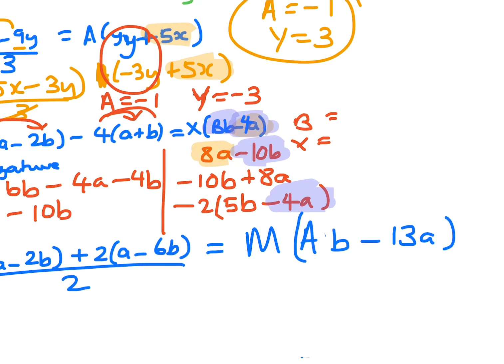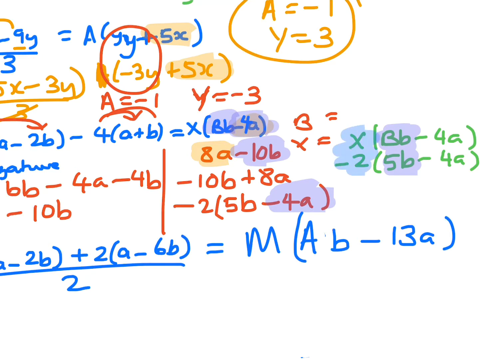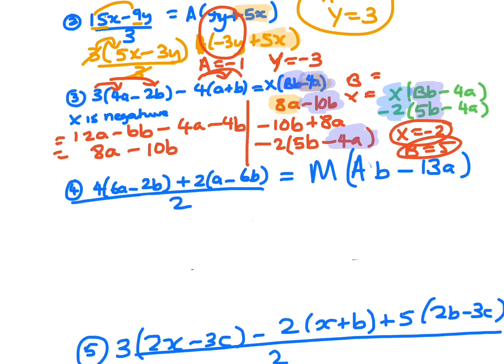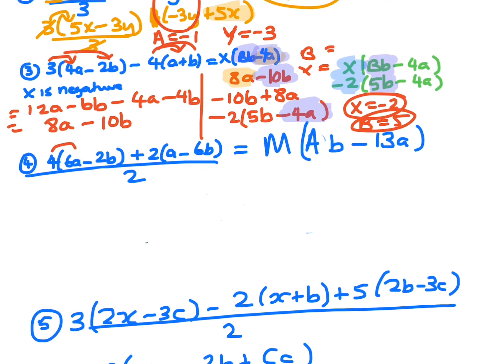Okay, so if you look at this, you've got minus XB minus 4A, and you're comparing it to minus 2, 5B minus 4A. So when you're comparing those, the B goes with the 5, and the minus X goes with the 2. So when you're comparing it, X equals minus 2, and big B equals 5. Okay, so just write this example down and maybe try this one in your book.